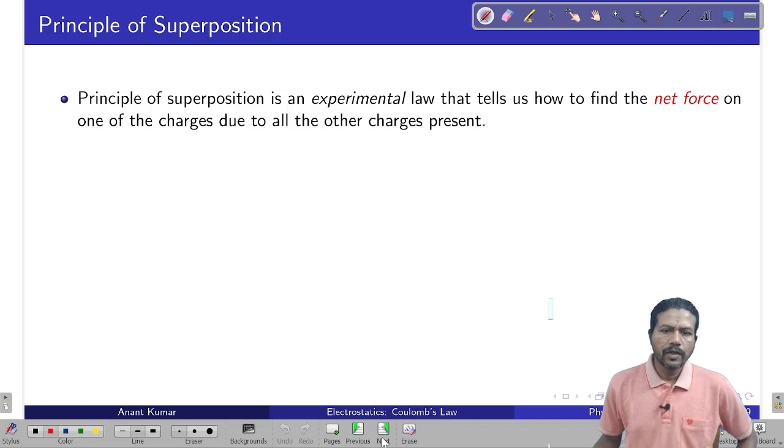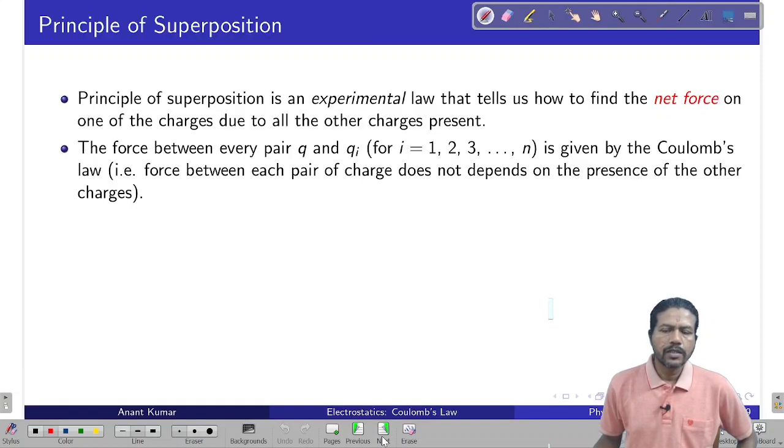There are 2 things. First of all, what this result says is that if we look at any pair of charges, the force between them does not depend on the presence of the other charges. That's one part. So for example, if I have Q1, Q2 and Q3, then the force between Q1 and Q2 in the presence of Q3 will be the same force which Q1 and Q2 were exerting on each other in the absence of Q3 as well. So whether Q3 is present or not, the force between Q1 and Q2 remains the same. So this is one thing.